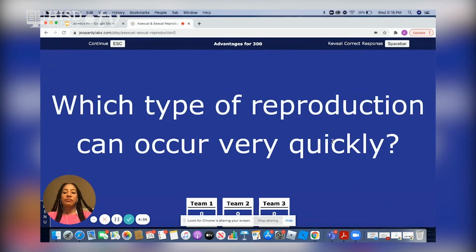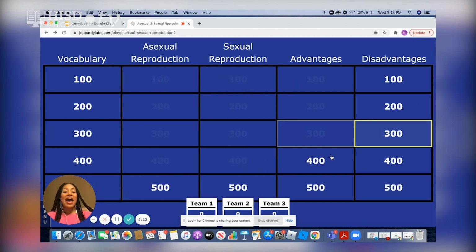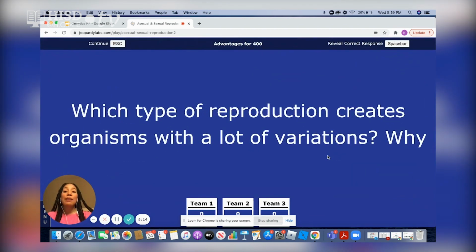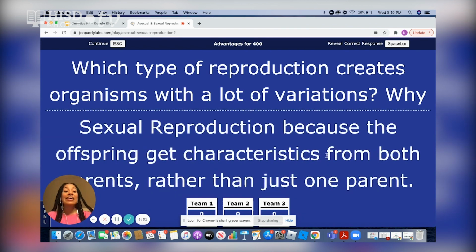Advantages for 300. What type of reproduction can occur very quickly? Is it asexual or sexual reproduction? Yes, it is asexual reproduction because they do not have to find a mate. Advantages for 400. What type of reproduction creates organisms with lots of variations? Is it asexual or sexual? And then also, can you tell me why? Perfect. It is sexual reproduction. And it's because they get genes from both parents and not just one.